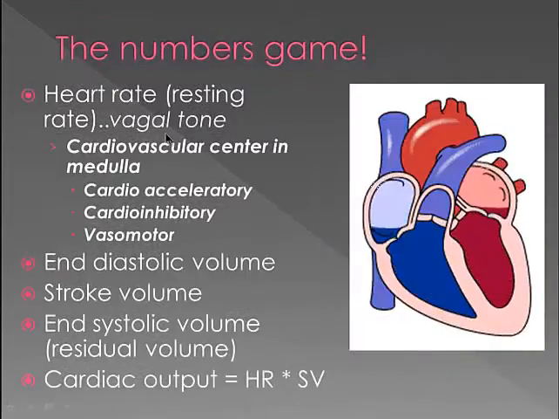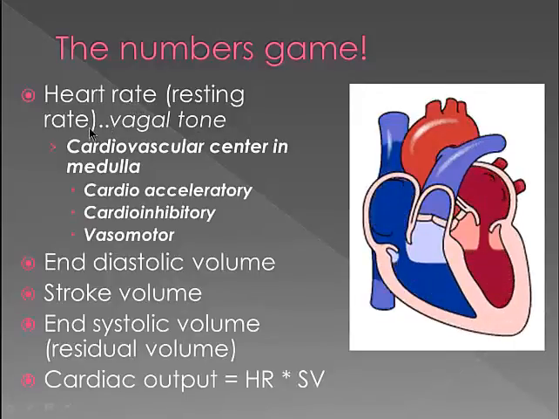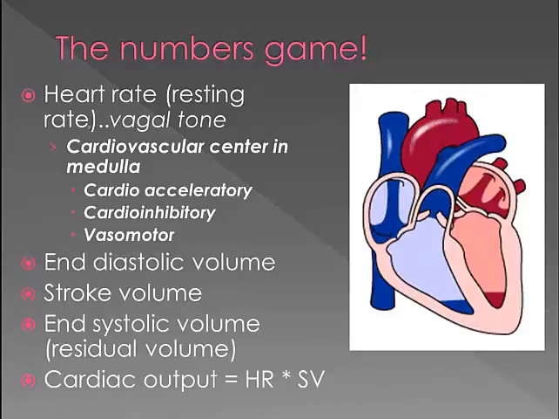So here let's look at the numbers game. And we have a few numbers and a few volumes that we will pay attention to. The first is the heart rate, which is called the resting heart rate. And the resting heart rate is normally, we say, 72 beats per minute, but it could be anywhere from 65 to 75. That's quite normal.